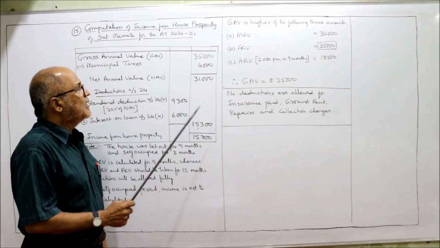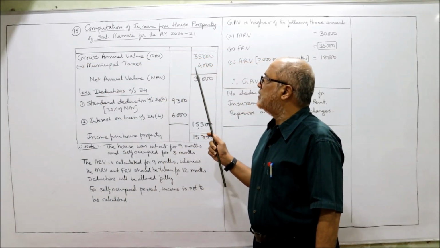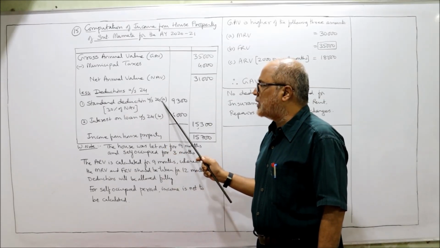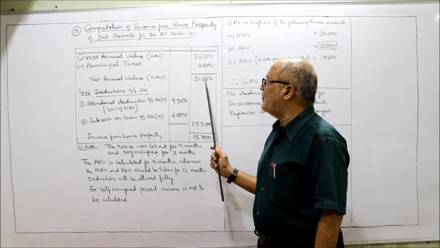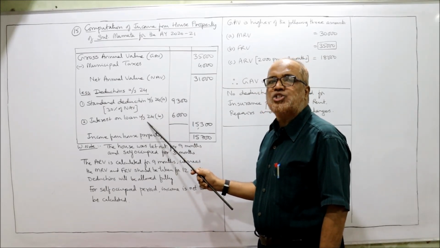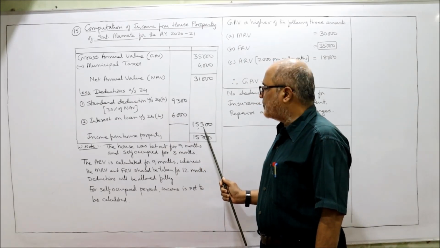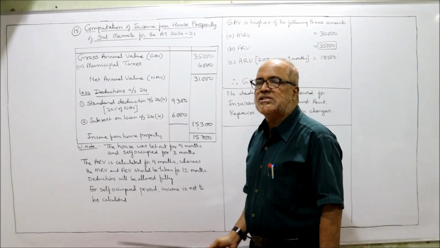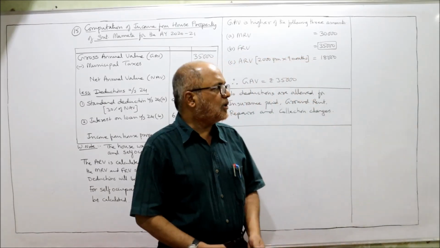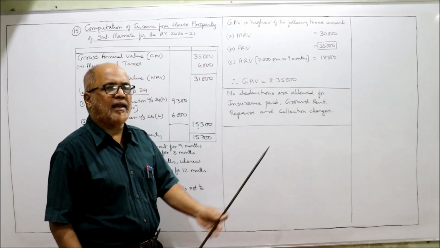Now carefully you see. GAV 35,000. Now municipal taxes paid are 4,000. Deduct 4,000, 31,000. Less deduction, standard deduction under section 24A, 30% of NAV, 9,300, and interest on loan taken to construct the house, 6,000. Take the total 15,300. Deduct 15,300, 15,700 is the income from house property. And note, we have given no deductions are allowed for insurance paid, ground rent, repairs and collection charges.